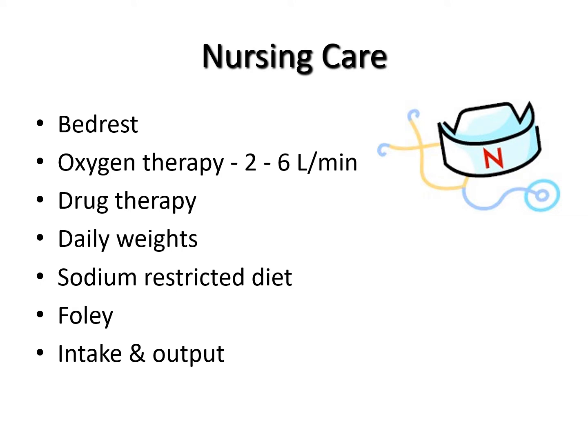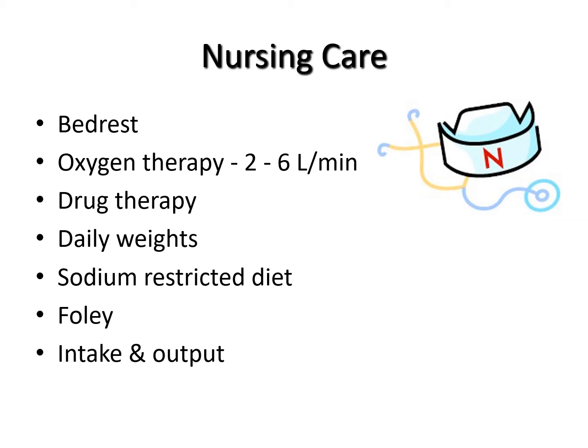Nursing care for the patient with heart failure. When they are in the hospital, they are going to be on bed rest, because their heart is already struggling to meet their normal demands. And if we have them up and exerting themselves, that's going to put increased oxygen demand on the heart. And so we also want to give them supplemental oxygen therapy, anywhere from 2 to 6 liters, depending on their needs. And all the drug therapy that we have to monitor and administer to the patient and educate the patient about the drugs that they are receiving.